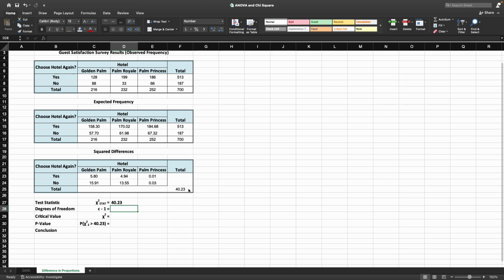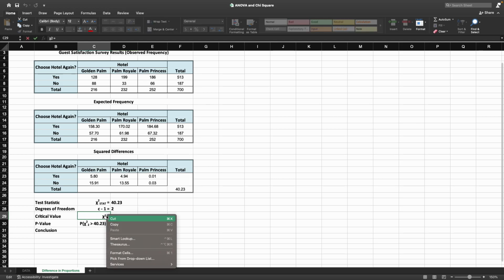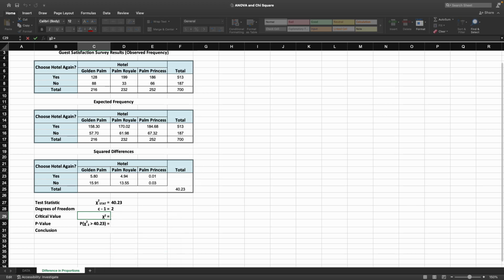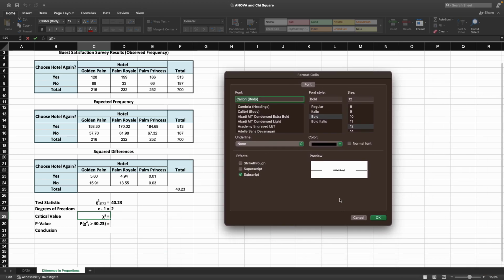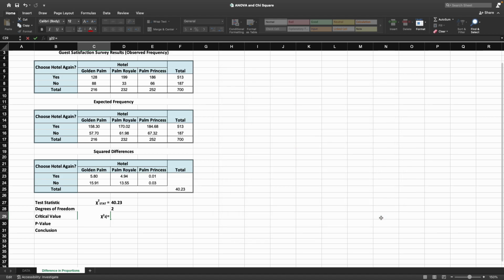Now for degrees of freedom, C minus 1. Well, C is 3, right? We have Golden Palm, Palm Royale, Palm Princess. We've got 3 categories, therefore C minus 1 is equals 3 minus 1. Enter, we get 2. So now the critical value, chi-squared with subscript 2, comma, 0.05: chi-squared, 2 degrees of freedom, 0.05.